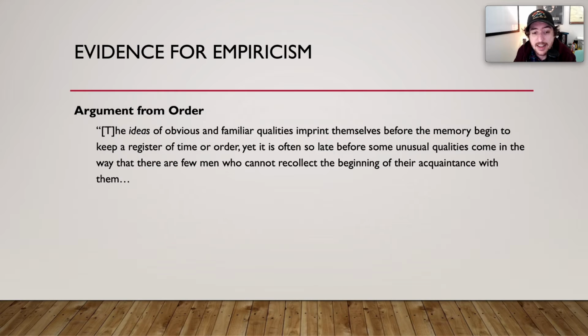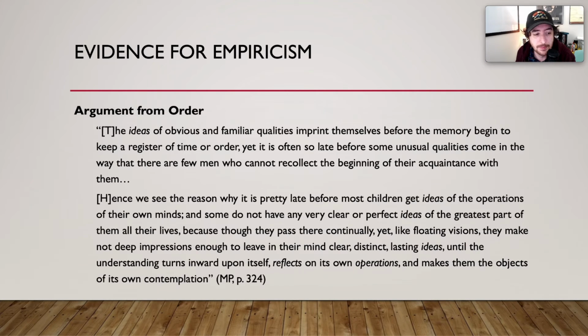But he says, yet, it is often so late before some unusual qualities come in the way that there are few men who cannot recollect the beginning of their acquaintance with them. I remember getting the idea of Vegemite. I never sort of heard of this. I was never introduced to it until I went to Australia when I was probably 16. And now I have the idea of Vegemite and of the taste of Vegemite. But I got that much later, that sort of unusual thing. You don't encounter, like in the US, you don't encounter Vegemite very often.